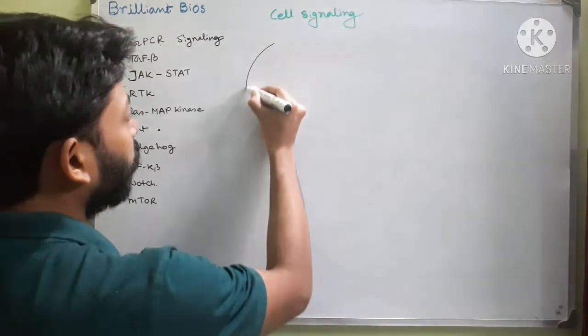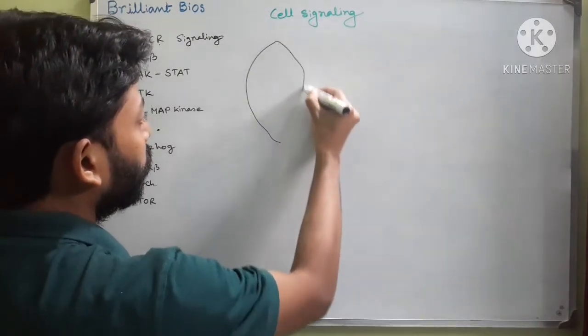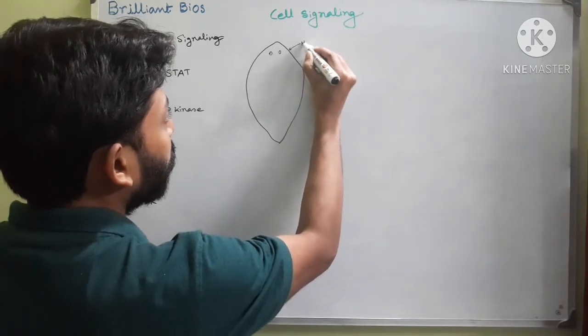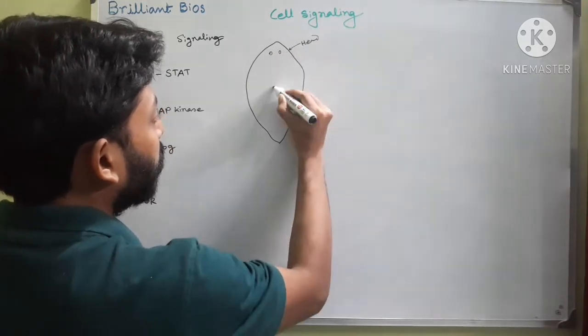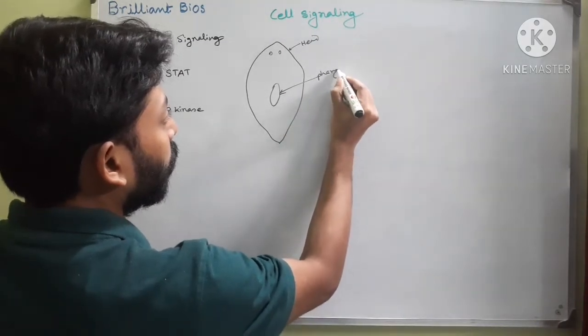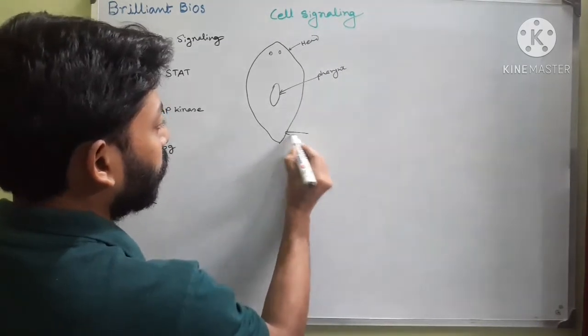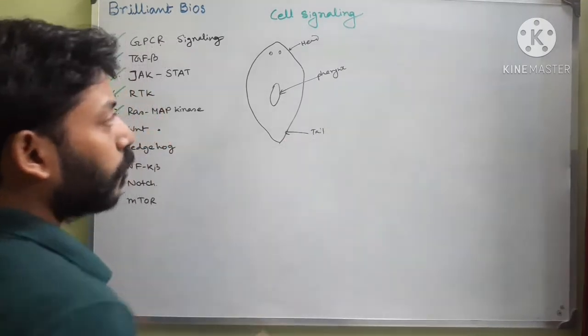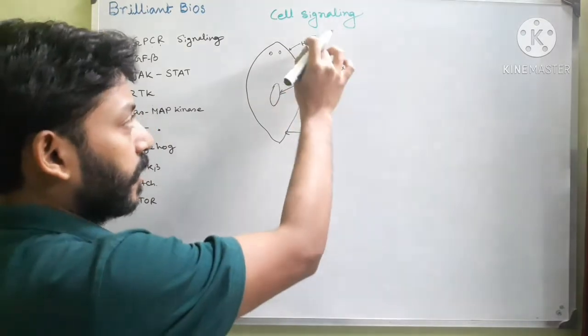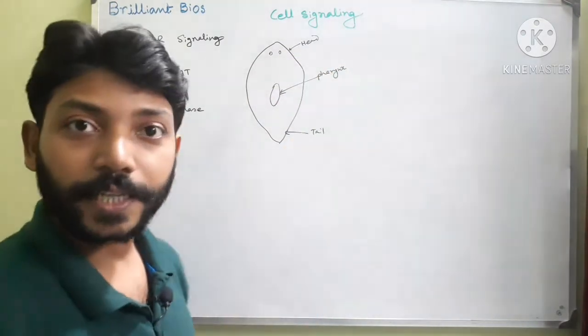The Planaria is a flatworm. It looks like this. It has a head and the eyes. This is the head and these are the eyes. It has a pharynx and it has a tail. Very simple. I will not go into details, but it actually looks like this. It has a head and tail.